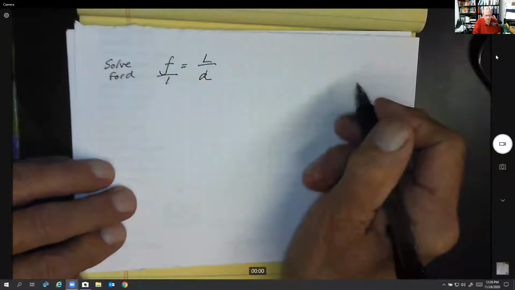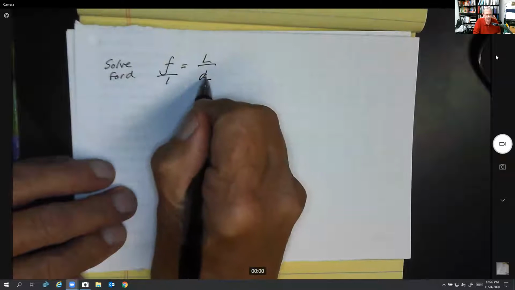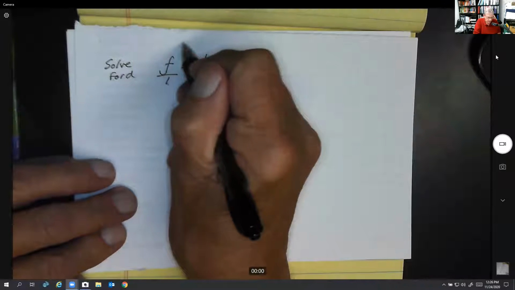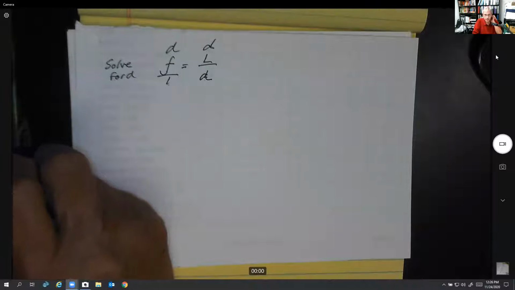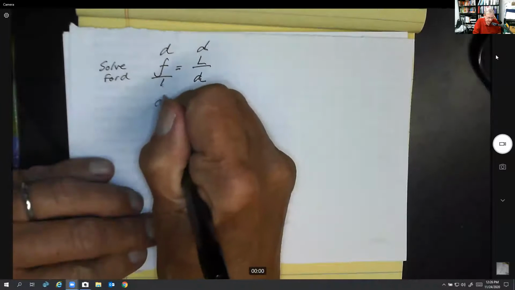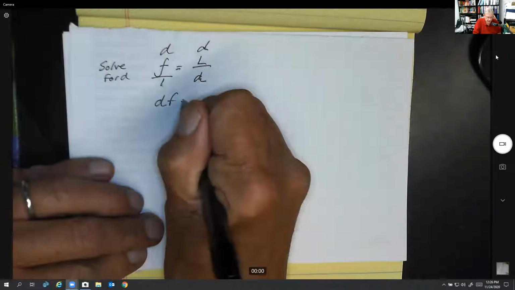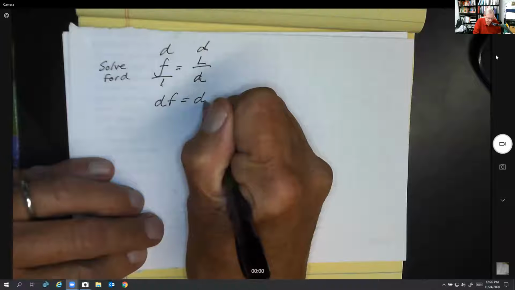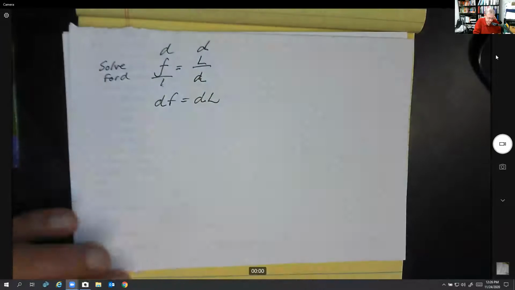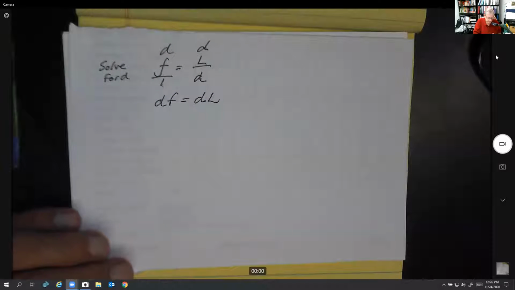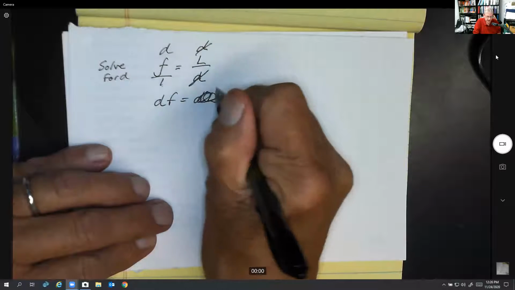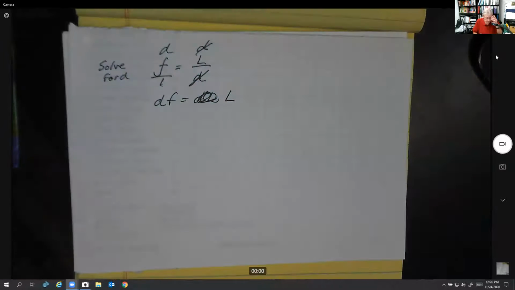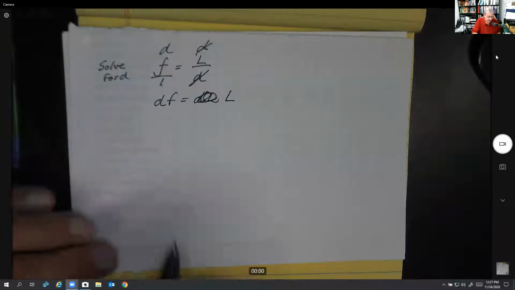So let's put this over 1. We're going to use our magic number. We're going to multiply both sides by D. This will give us DF equals DL, right? But the D's here are canceled, so it should be just L.